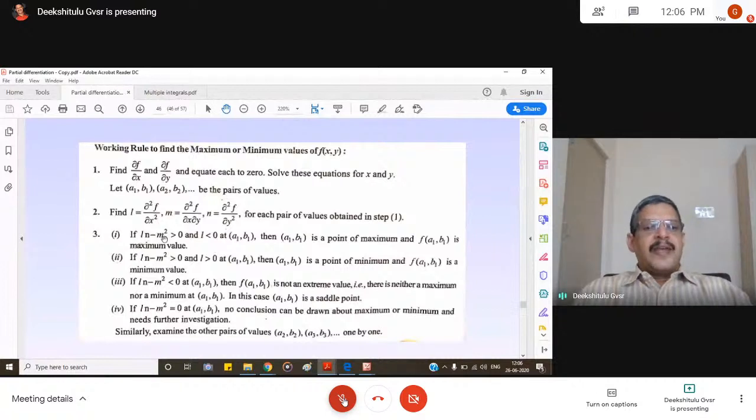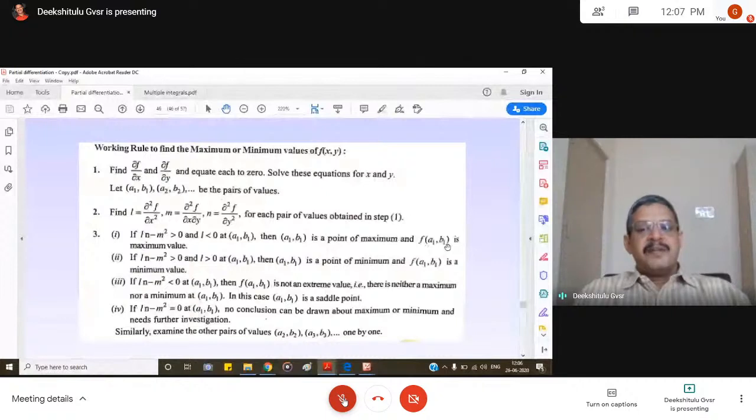So if Ln minus M square is greater than 0 and L is less than 0 at A1, B1, then A1, B1 is a point of maximum value, and F of A1, B1 gives the maximum value. If Ln minus M square is greater than 0 and L is greater than 0 at A1, B1, then A1, B1 gives the minimum value.